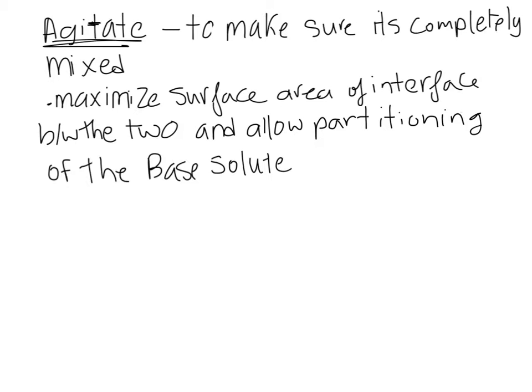So once we added HCl to our base, we had to agitate our two layers, our organic layer and our aqueous layer. And the reason why we agitated it is because we wanted to make sure that the two layers are completely mixed in order to increase the surface area of our two liquids. And that way, our base, our ionic salt, will find it easy to leave the organic layer and go to the aqueous layer.